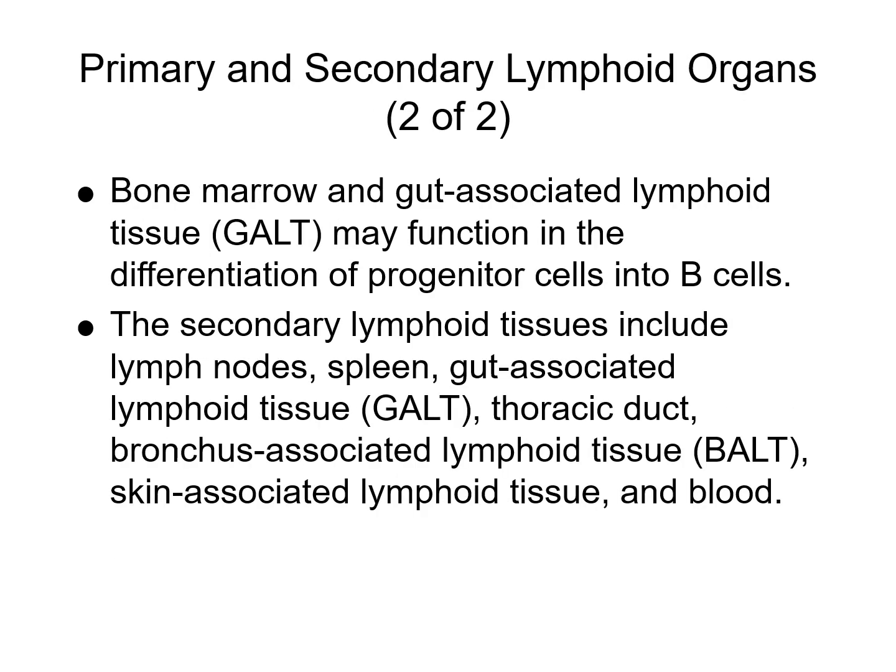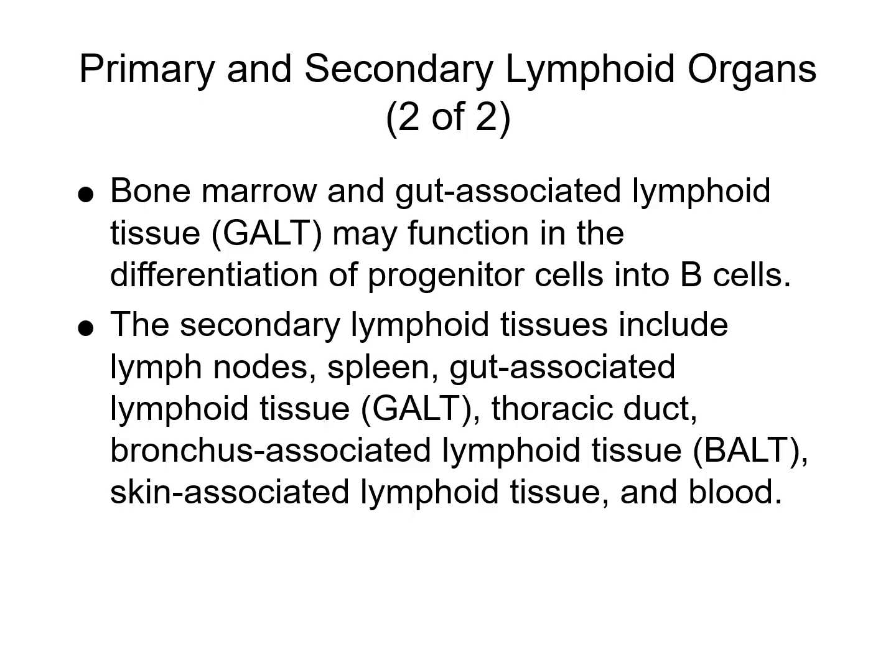So we have the role of the bone marrow and GALT in B cell differentiation. Bone marrow and gut-associated lymphoid tissue, or GALT, may support the differentiation of progenitor cells into B lymphocytes. These tissues provide the microenvironment necessary for B cell maturation and activation. Secondary lymphoid tissues, or secondary lymphoid organs, are sites where mature lymphocytes encounter antigens, become activated, and mount the immune response.